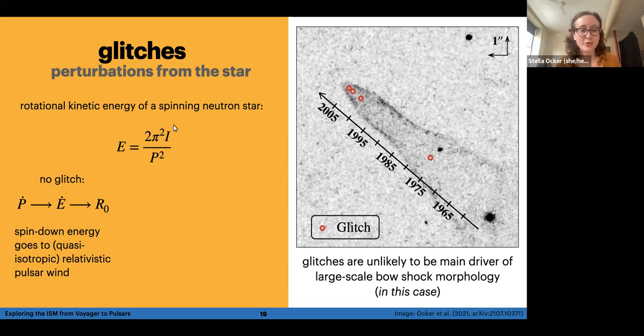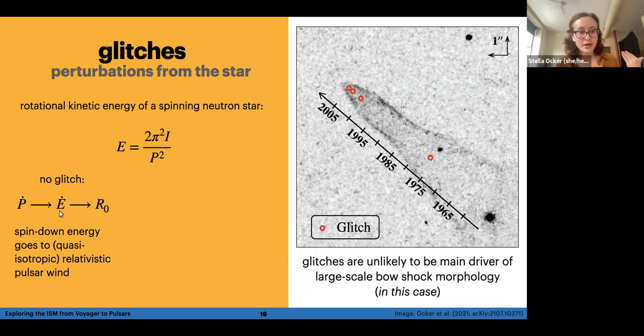So that's given by this equation here. And this rotational kinetic energy depends on the moment of inertia I and the spin period of the pulsar P. And so in the case where you have a normal, happily spinning down pulsar that isn't experiencing any glitches, what you have is some amount of spin down, which results in a period derivative P dot.